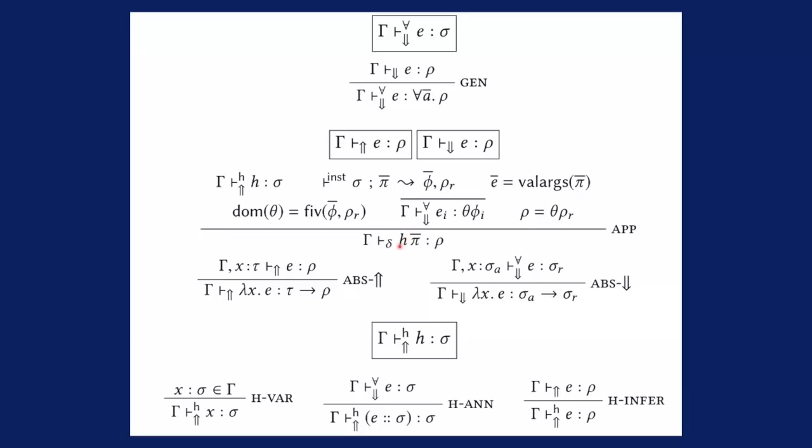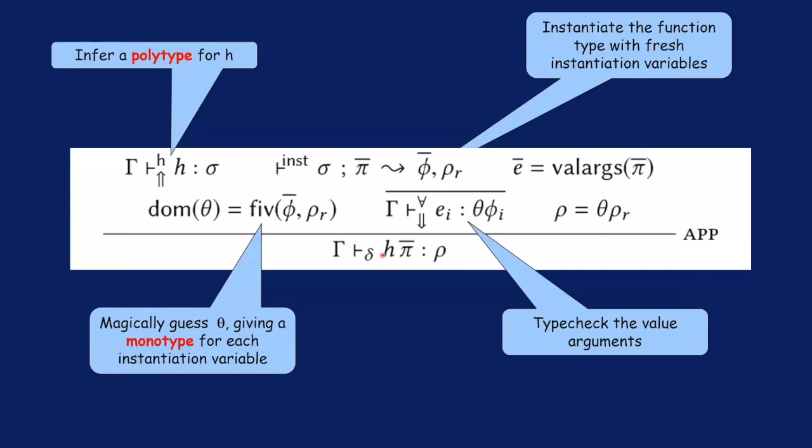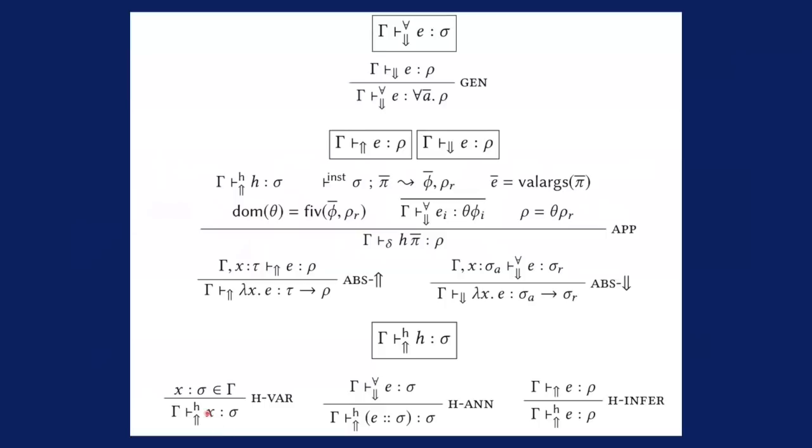Application rule for a head to a set of arguments. What does it do? Well, here it is blown up. First of all, we're going to infer the type of the head. What does that mean? Well, let's go back a slide. That's at the bottom here. Inferring the type of the head.